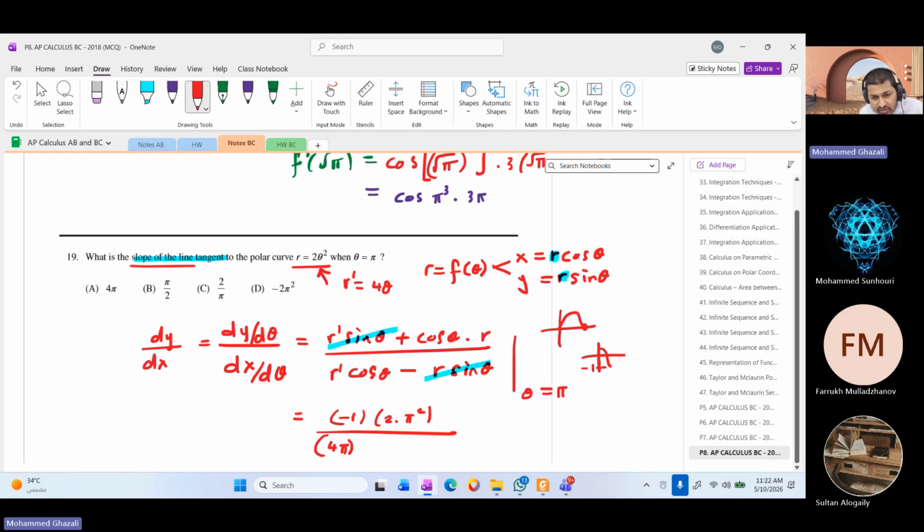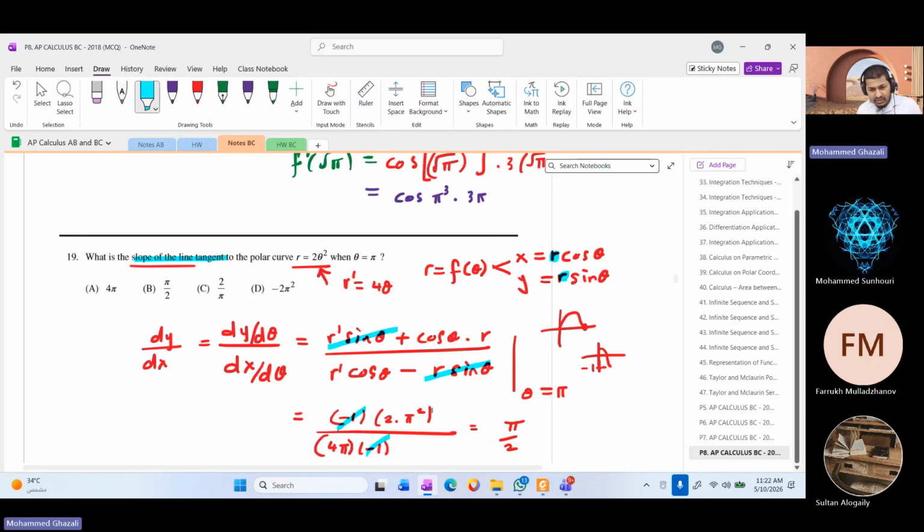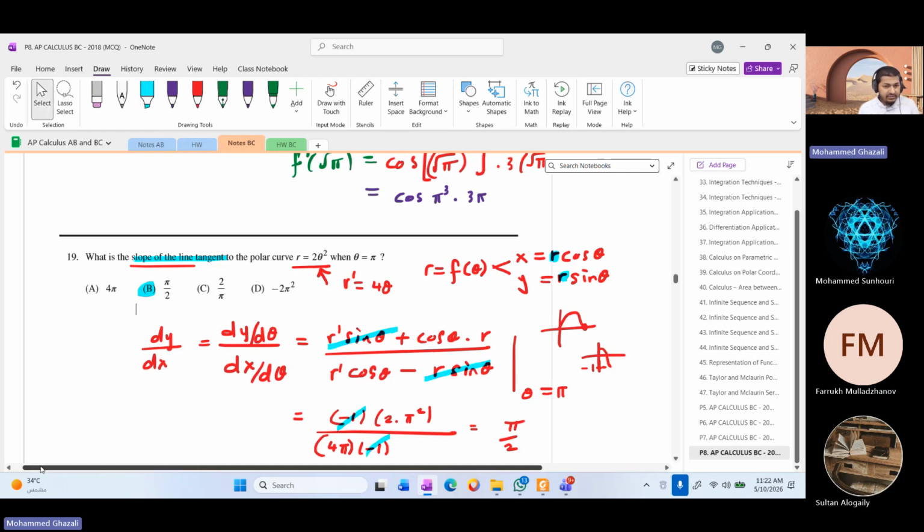And what's cos of theta? -1 again. Yeah. So the answer becomes positive pi over 2. Is it pi over 2? Yeah, it's pi over 2. Yeah, it's B. The 2 and the 4 cancel, 2 times pi, pi over 2. Nice. Great, guys. Good stuff.